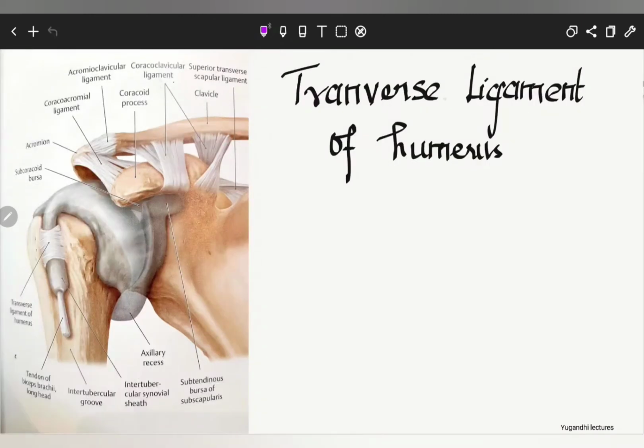This ligament is the transverse ligament of humerus. You can see in this picture the transverse ligament of humerus. It actually bridges the bicipital groove, and the bicipital groove is also called the intertubercular sulcus or groove, right? So the intertubercular synovial sheath, and within that the tendon of the long head of biceps brachii, passes through the intertubercular sulcus. This transverse ligament of humerus just bridges the bicipital groove, so under that the tendon of the biceps brachii and also the intertubercular synovial sheath pass through.